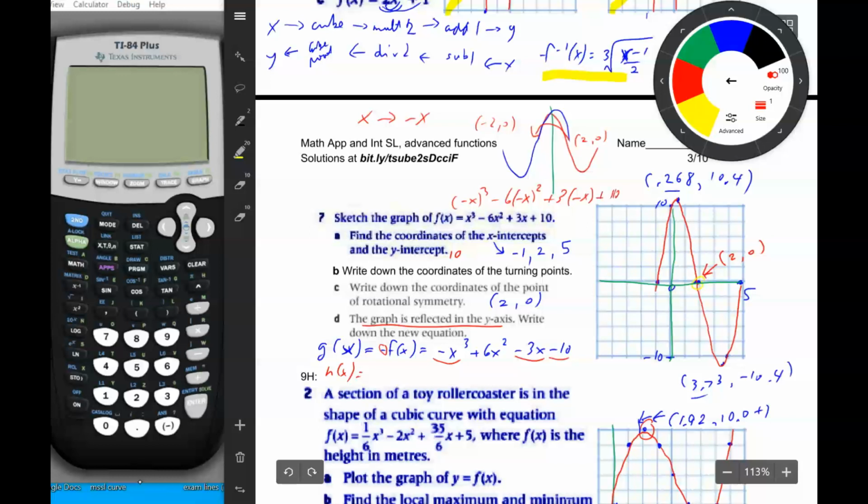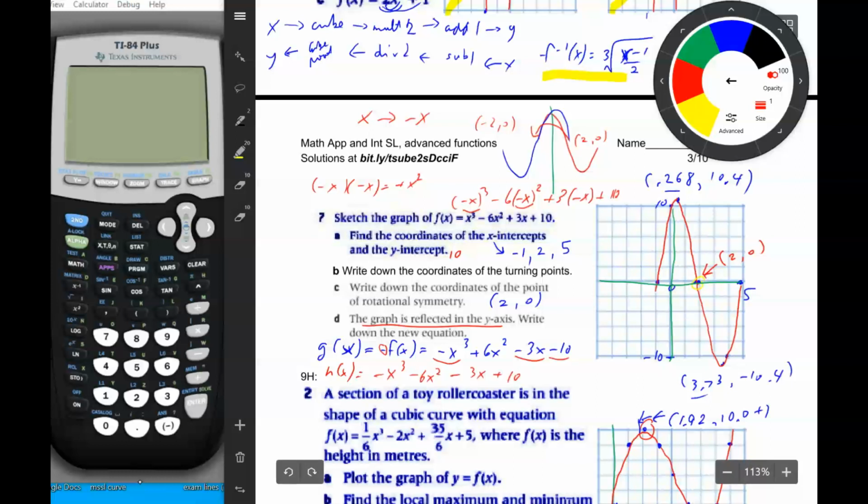Now, when you take negative x times negative x, that gives you positive x squared, right? When you take negative x and cube it, that would be 3 negatives multiplied times each other. That would still give you a negative. So it would be negative x cubed plus, or minus, 6x squared, because the negative x squared becomes positive, minus 3x plus 10.